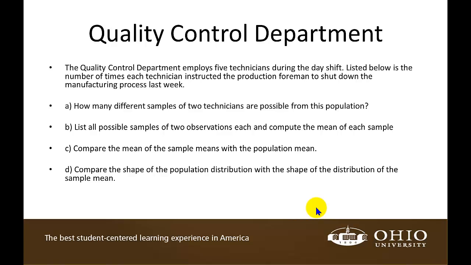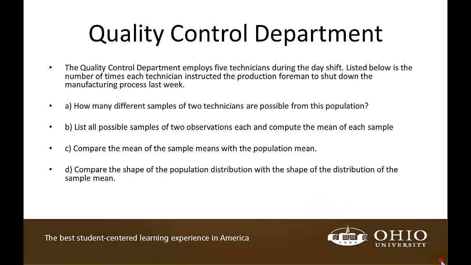How many different samples of 2 technicians are possible from this population? So we're talking about a combination at that point. List all possible samples of 2 observations in each and compute the means of each sample. Compare the means of the sample means to the population means. So we want to take a look at that and see what we observe. And finally, compare the shape of the population distribution with the shape of the distribution of the sample mean.